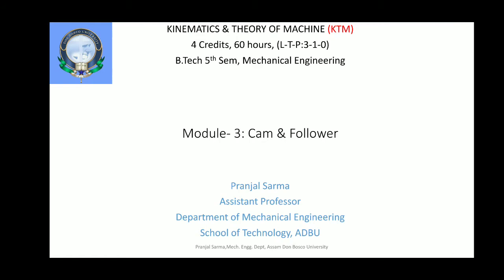So in this lecture we are going to start the third module, which is basically about cam and follower. This cam and follower is a very useful kind of mechanism. So we'll see how it works, what the different classifications are, what different types of movements are possible, and how we are going to design a particular cam suitable for a particular type of required motion.